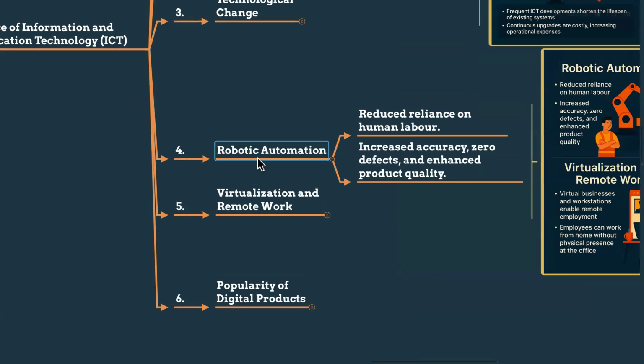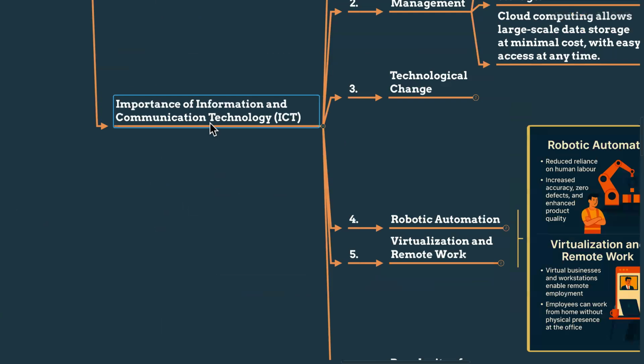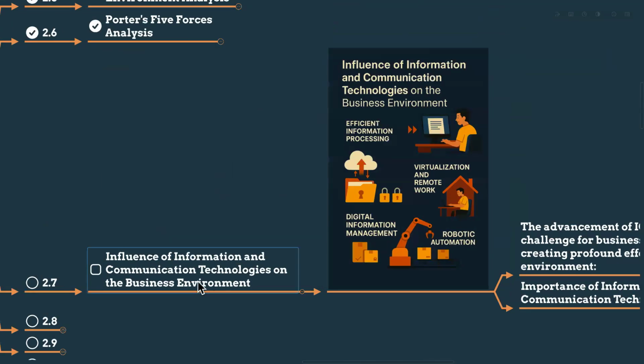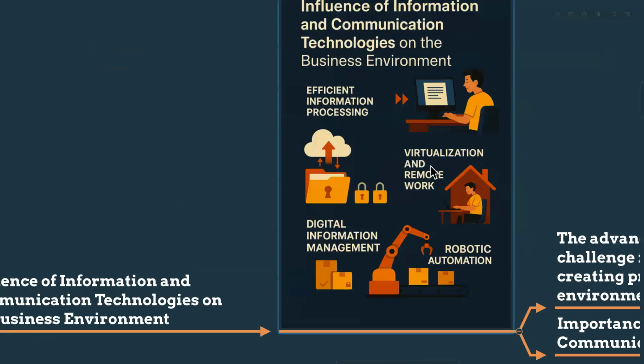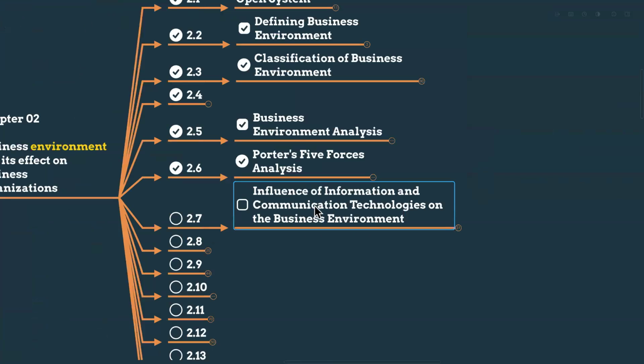So these are the advancements, or the impact of ICT, in business, right? So you have to understand these things: virtualization, remote work, robotic automation, digital information management, and efficient information processing are the influence of information technology from the technology environment, actually, right?